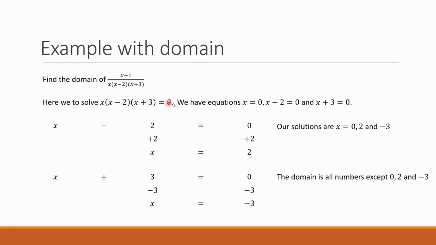Okay, so from here, what do we do? Remember, you set each factor equal to 0. That's how you solve that kind of equation. If you have a product equal to 0, you set each factor equal to 0 and solve.